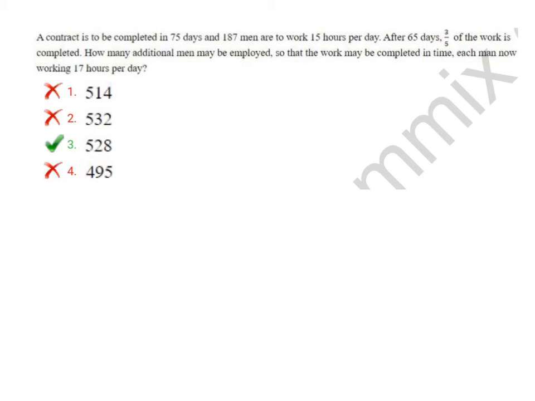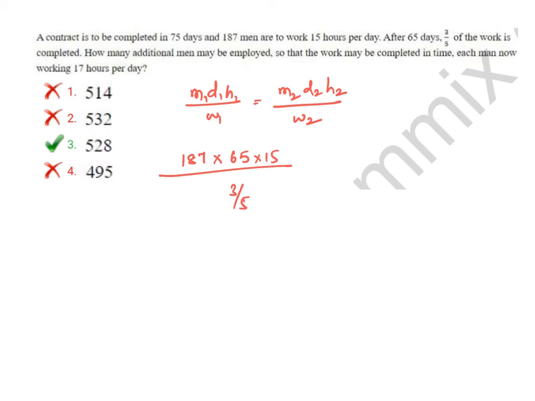So according to this question, the data known is, we know M1 D1 H1 by W1 is equal to M2 D2 H2 by W2. So this is the formula that we are using. First M1, number of members, there are 187 members working. D1 is 65 days, 15 hours per day, work done is 3 by 5. This is what we know. Yet to do 2/5 of the work.